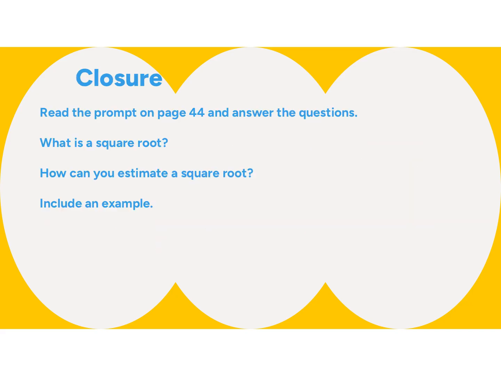So to finish up, you can go to the closure on page 44 and answer the questions that you see here. What is a square root? Well, a square root is any number that has a radical symbol above it. So that's the square root symbol. We also call it a radical. And we're basically finding what number times itself would give you the perfect square.